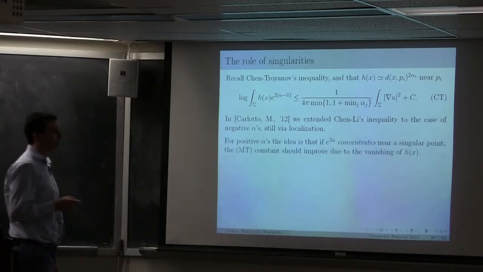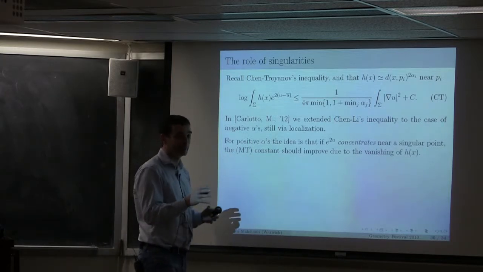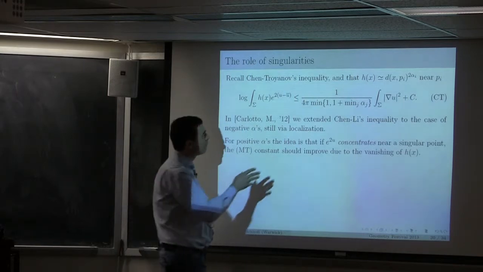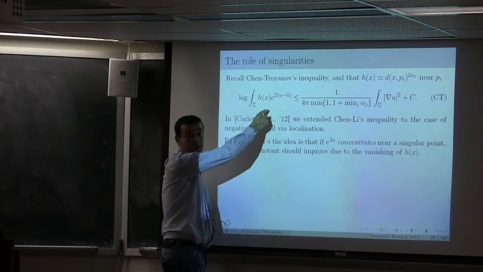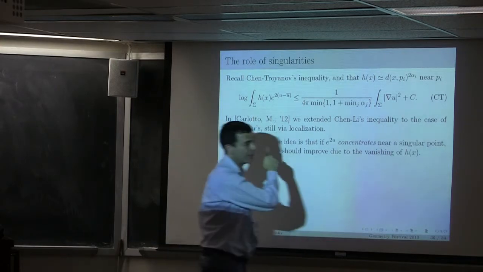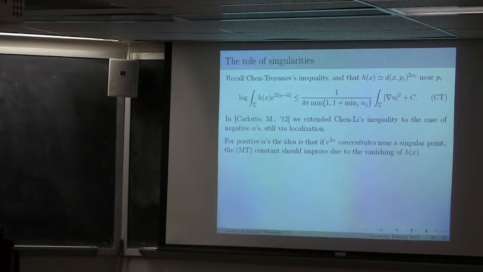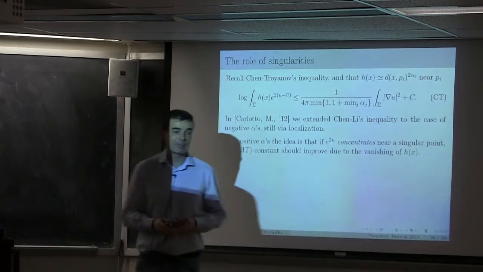But for positive weights, you might hope that if the volume measure is concentrated near the singular points, then you might have some effect of the vanishing of the weight near these points. I recall that h of x behaves like the distance from the singularity to the power alpha. So you might expect that if the volume gets close to there, so e to the 2u, then you might see some effect.